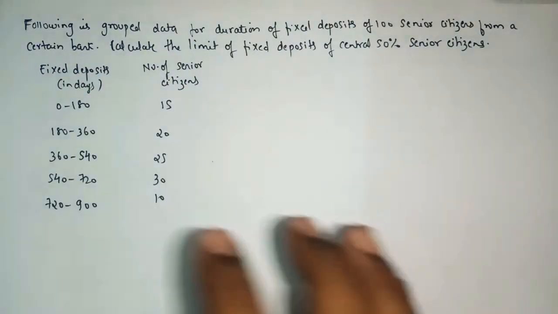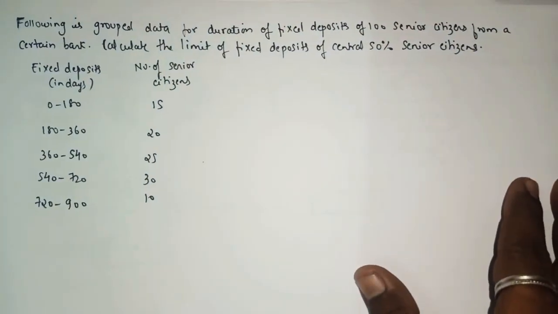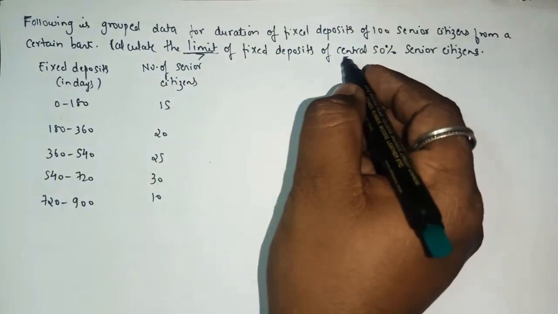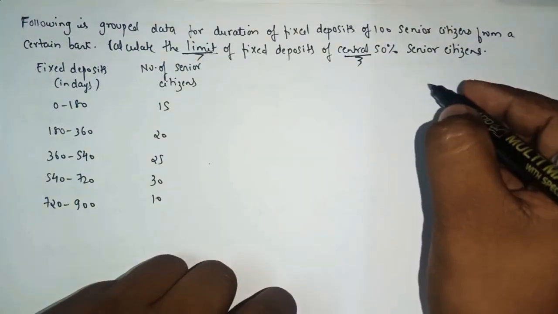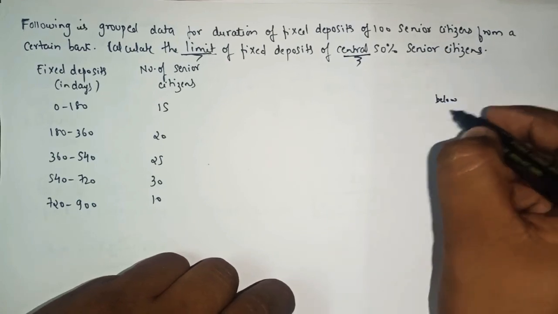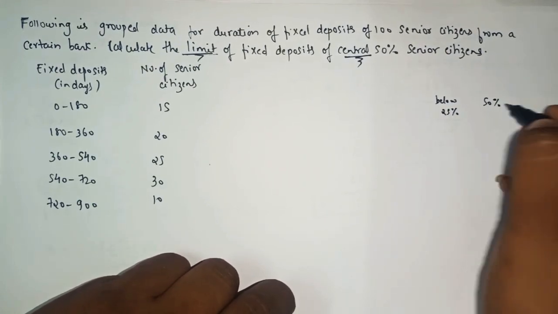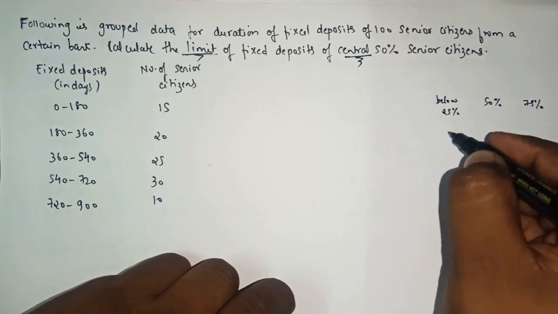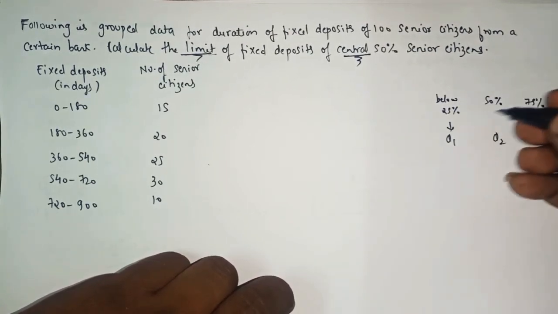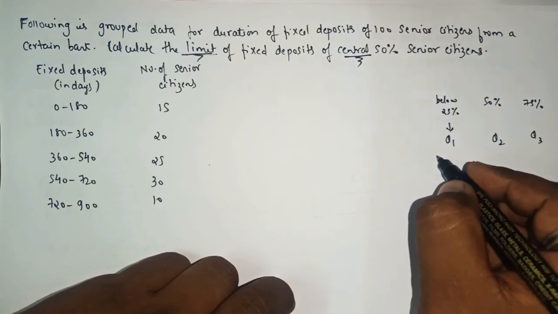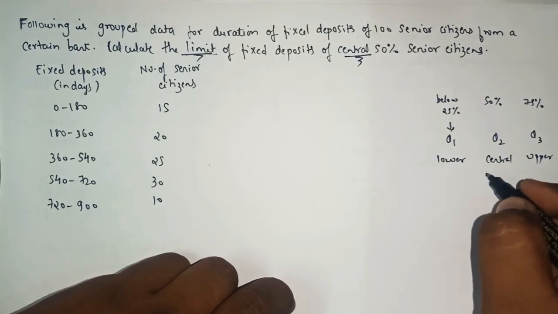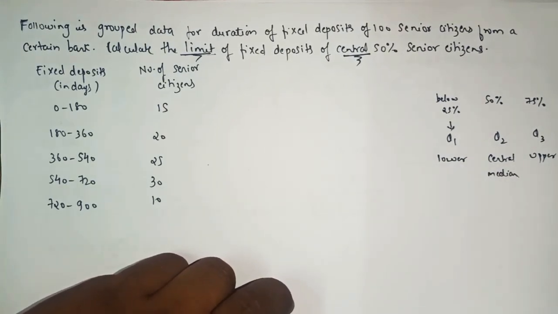So the twist here is in the sentence which is given to find. Calculate the limit. They have used the word limit, and then they have used the word central 50%. We know that central is below 50%. We know below 25, 50 and 75 are Q1, Q2 and Q3. Sometimes for below 25, below 50, below 75 they will use the words lower, upper, central or median. Yes or no?